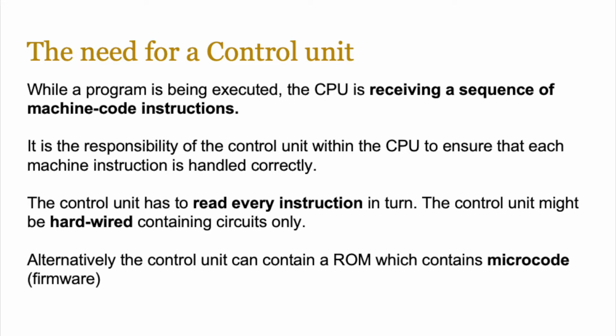The control unit has to read every instruction in turn. So most of the time it's probably hardwired and contains circuitry only, but the control unit can also contain a ROM chip which contains microcode or the firmware, which is basically an updated instruction set. So modern computers allow the CPU's microcode or instruction set to be updated, so the manufacturer can add more features over time.